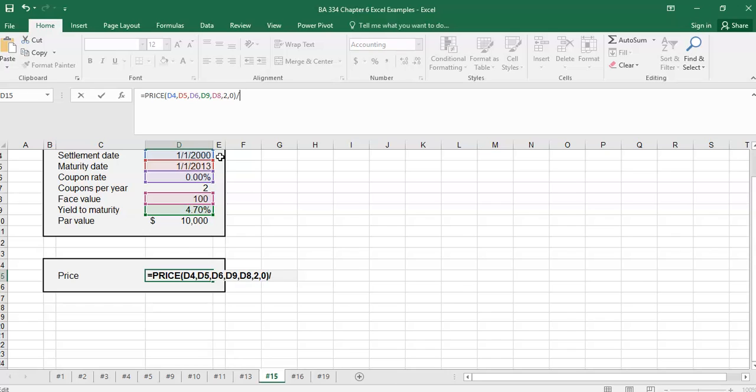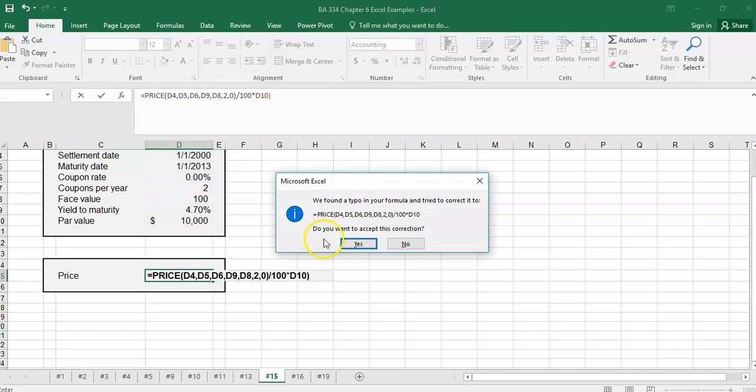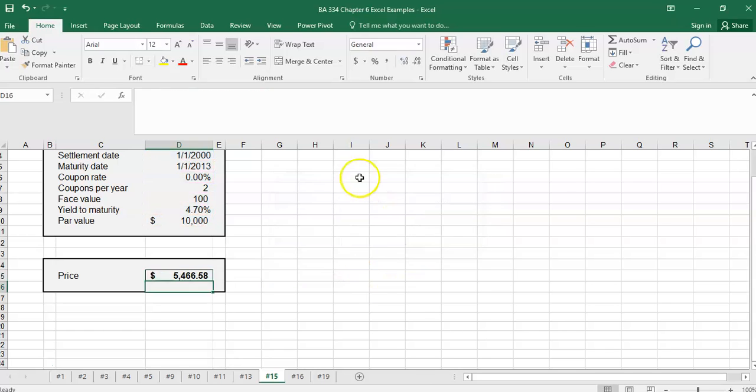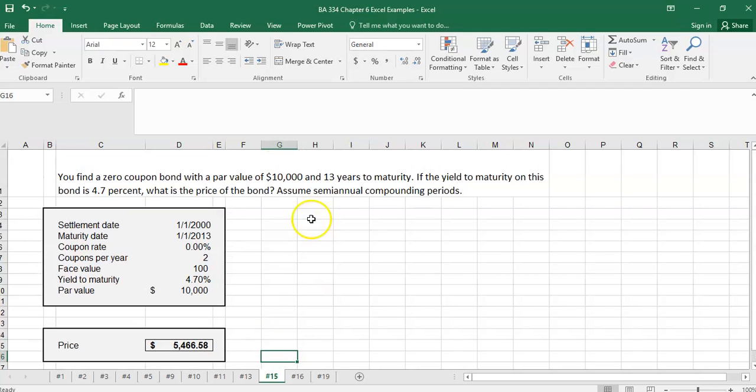And then remember, because that returns our price per $100 of the face value, to then get the actual full dollar amount, we want to divide by 100 times the par value. So we get a price of $5,466.58 for this zero coupon bond that is going to be valued at $10,000 in 13 years.